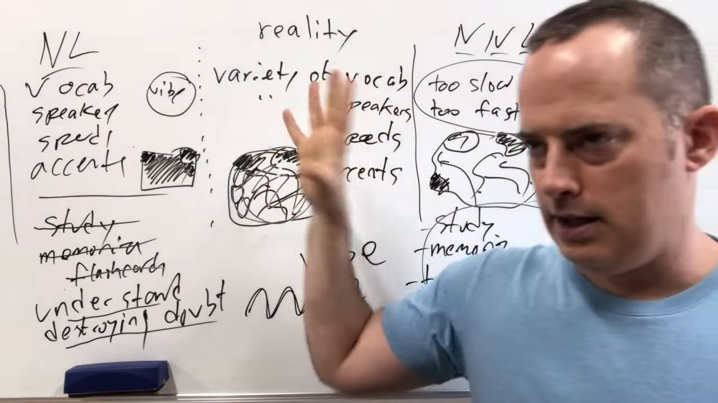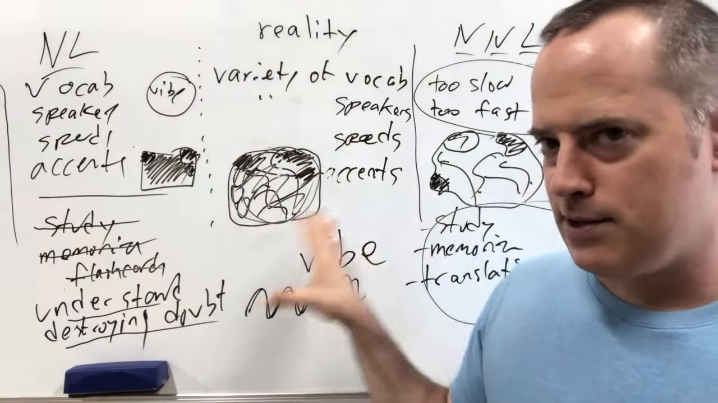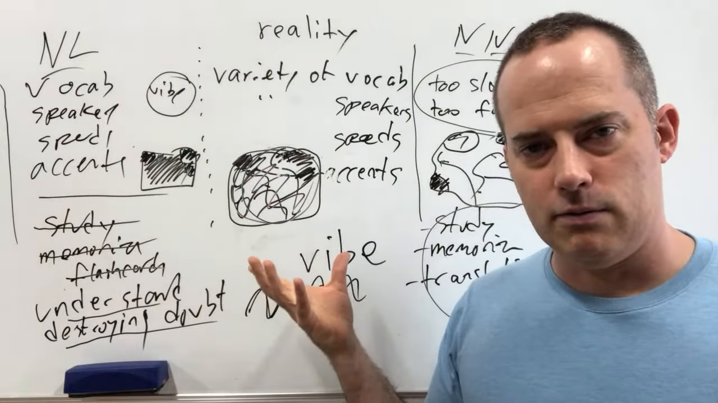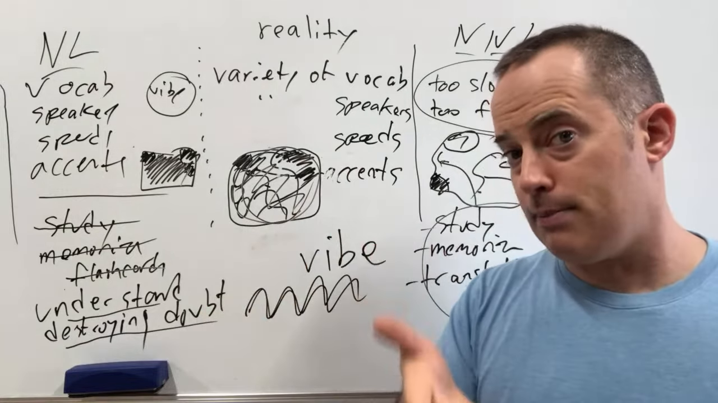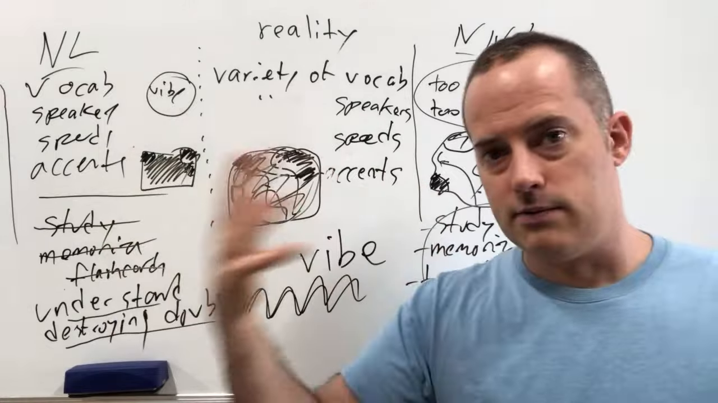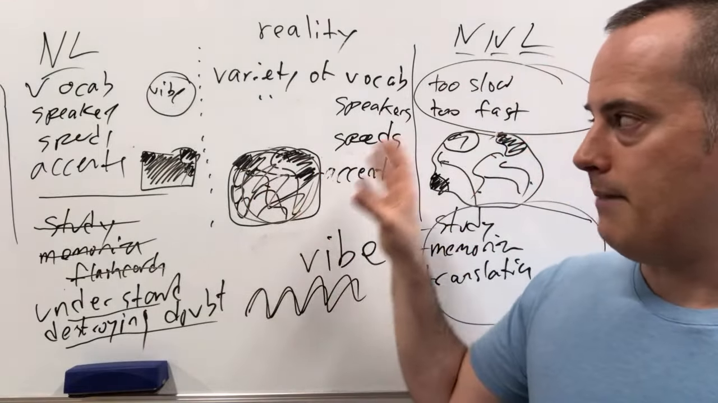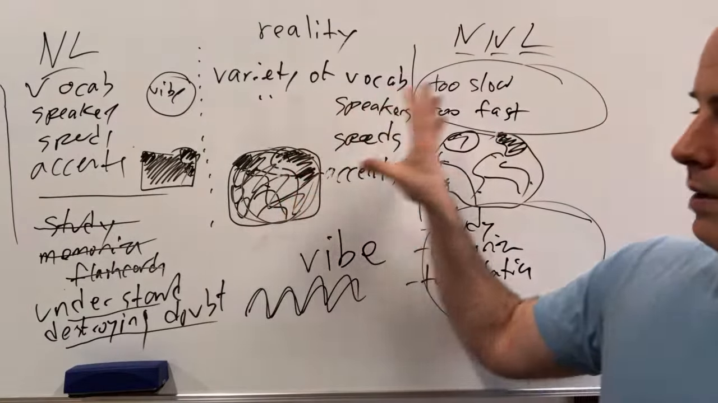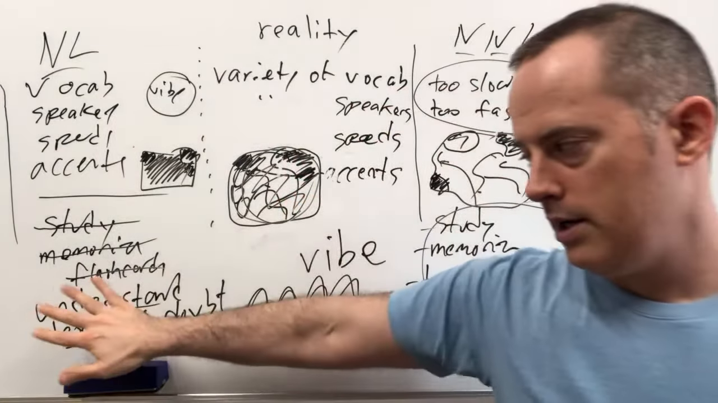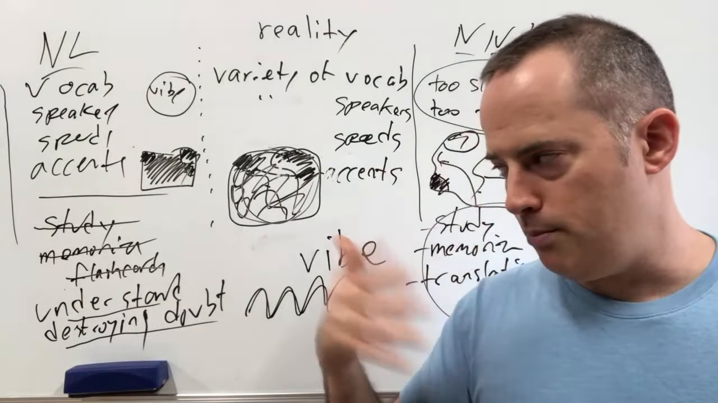But in a basic idea, just imagine the reality of real communication, and you can think about that for your native language. So when you're hearing people, you hear lots of different speakers, lots of different speeds, different accents all day in your native language. So if you can reflect that, but also try to learn the same way a native learns, all right? That's how you develop the mind of a native speaker.